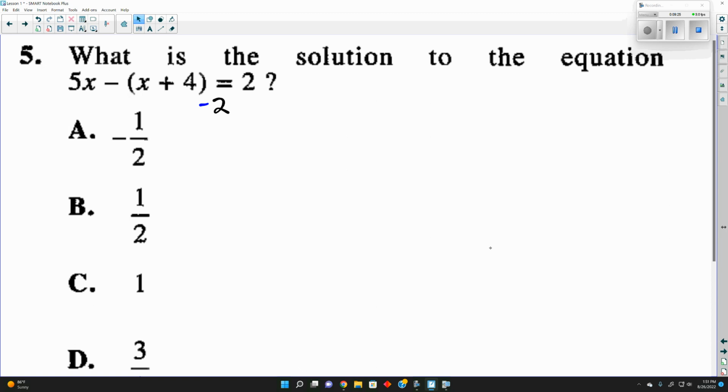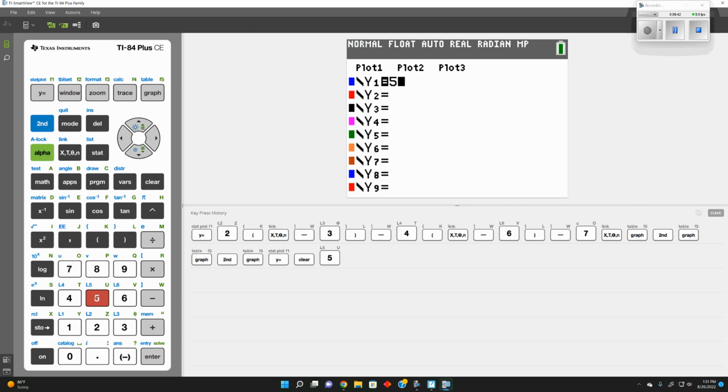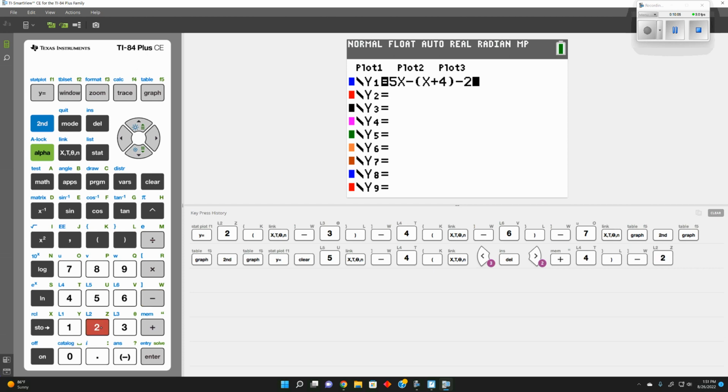So we'll minus the 2 over, which will make this be 0. Yes? Now in the graphing calculator, I could say y equals, clear that out, 5x minus, I think it was 4 parentheses, yeah, tell me the rest. What, one more time? Minus? Oh, just minus? Okay. Minus, parentheses, plus 4, minus 2. Yes?